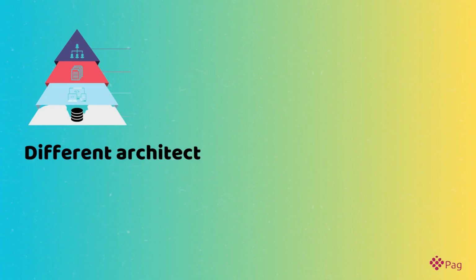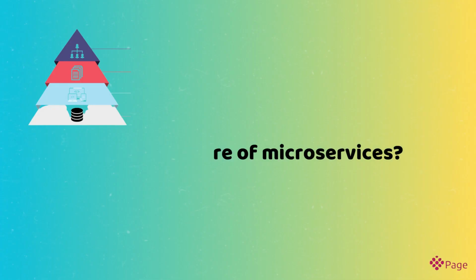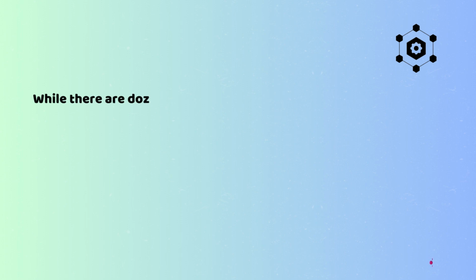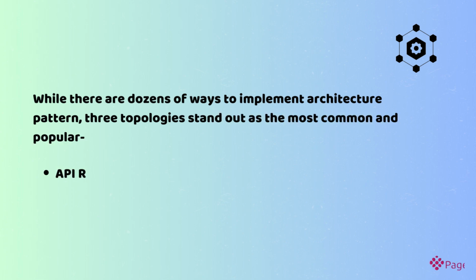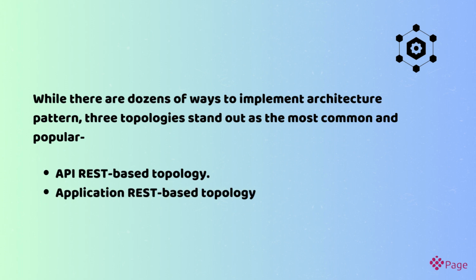Different architectures of microservices. While there are dozens of ways to implement the architecture pattern, three topologies stand out as the most common and popular: API REST-based topology, application REST-based topology, and centralized messaging topology.